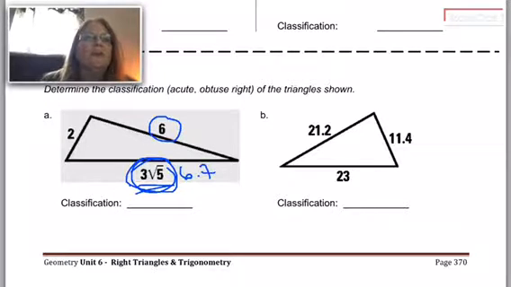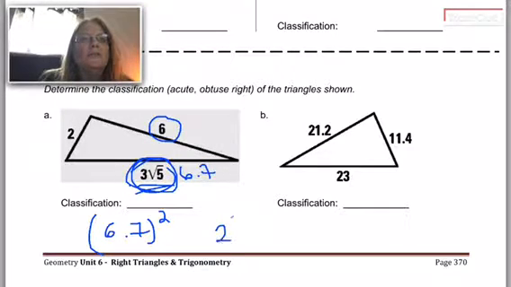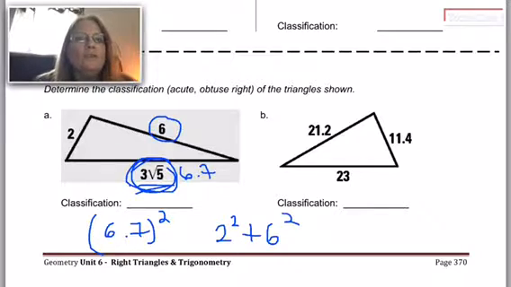All right, so now I'm going to take 6.7 squared and compare it to 2 squared plus 6 squared. Here we didn't have to determine if we have a triangle because one is right in front of us, so we know that we do. Now when I square this, let me erase this, I want to use my exact number. So I'm going to be squaring 3 times the square root of 5.